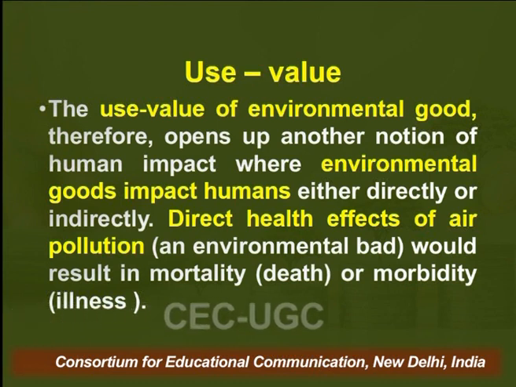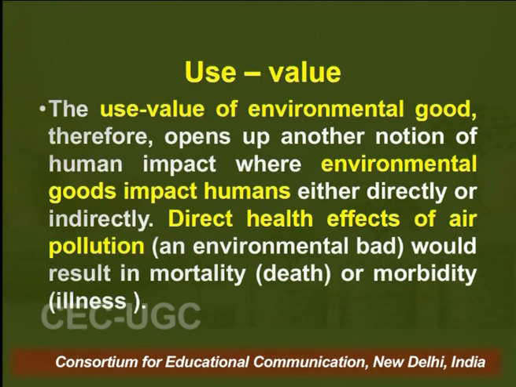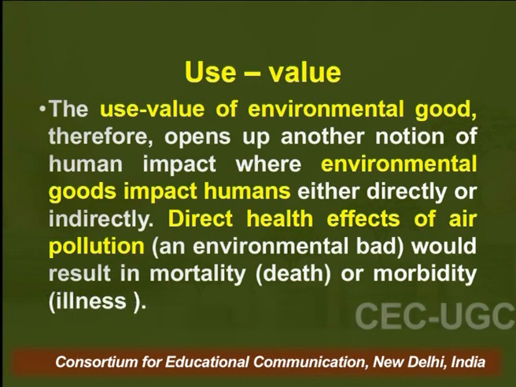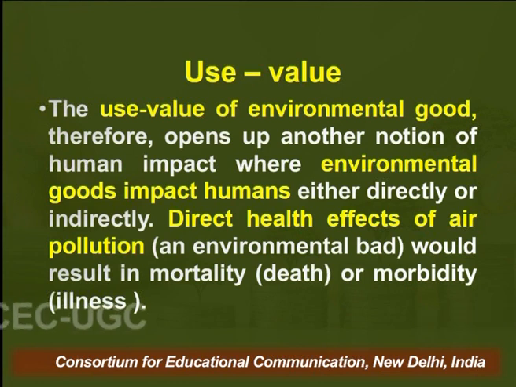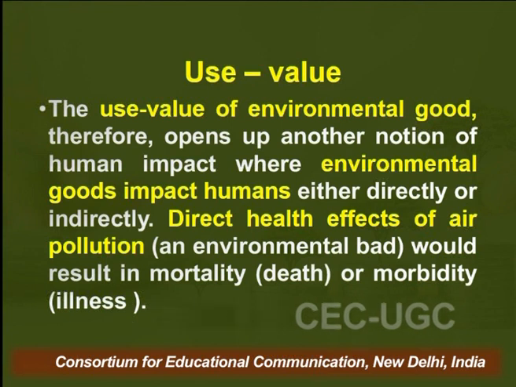One can have a use value of environmental good. Either humans can be using the environmental good directly, or they may be getting affected or using the environmental good indirectly. Direct health effects of air pollution. So air pollution is one of the environmental goods. One can be consuming it directly and get affected, leading to health problems associated with it.